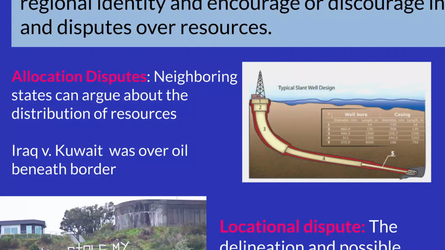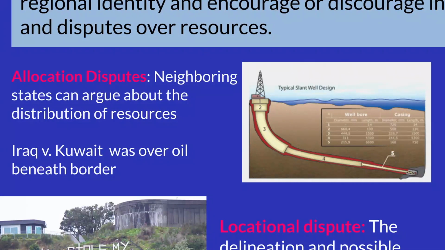The first type of dispute is an allocation dispute. This is where neighboring states argue over the distribution of resources over a boundary. So it's where you share a resource and then you have a dispute over the use of it. The US and Mexico has this sometimes, with our boundary being the Rio Grande River, where it's like who gets to use the water if people are dumping chemicals into it. That water is a resource that people debate over.